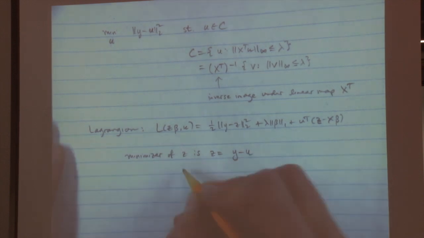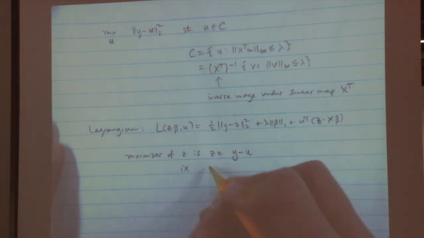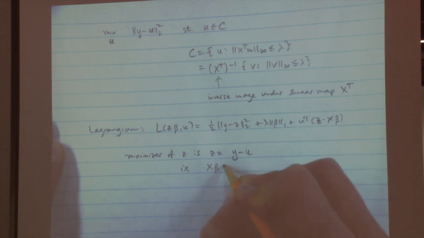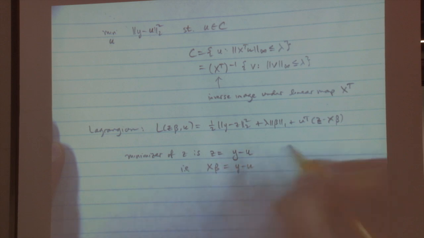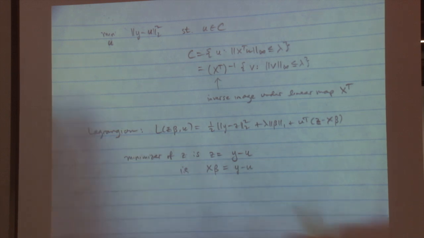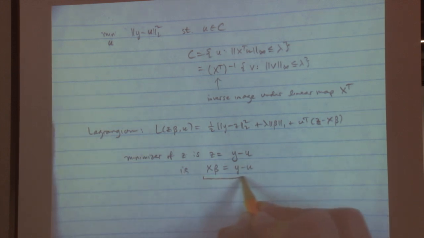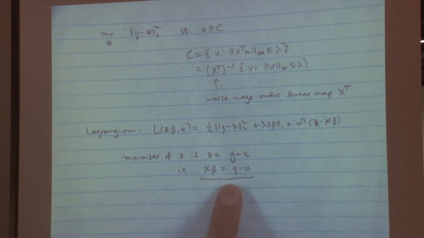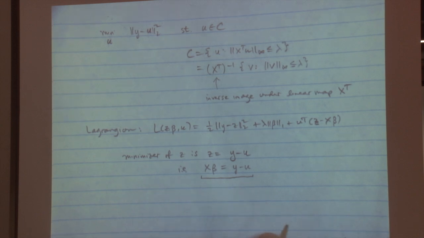At optimality, though, z and x beta are the same, right? So that's the same thing as saying that x beta is y minus u, because at the solution, these two are the same. It's the constraint we introduced. So therefore, the lasso fit, the fitted value from the lasso, is given by the residual in the dual. There you have it. That's the characterization for the lasso fit, the prediction we'd make in terms of the dual solution.